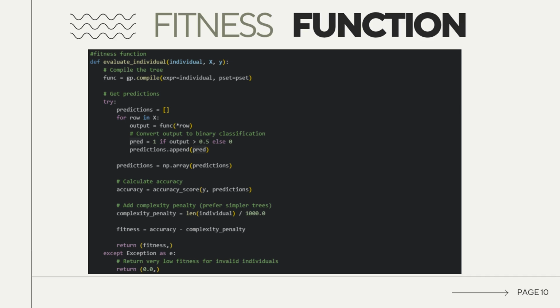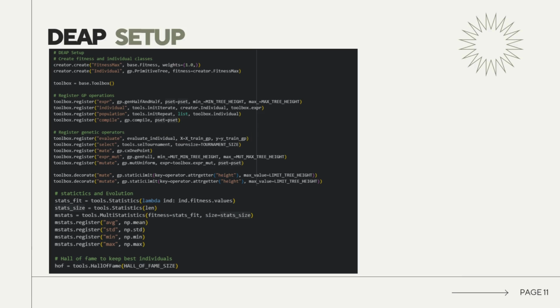The formula I used here for fitness is accuracy minus the complexity penalty. So if the tree has a 95% accuracy and 50 nodes, the accuracy score would be 95 minus 5, which is 90% accuracy. This balances the performance with simplicity.